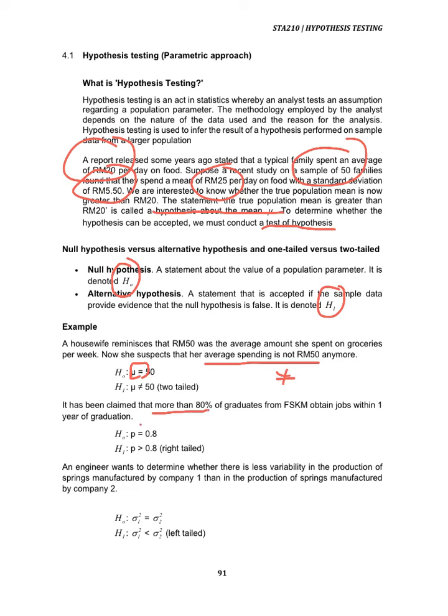So remember, our H0 always, the sign is always equal. Okay, and then our H1 can be greater, less than, or not equal. Okay, number 3.